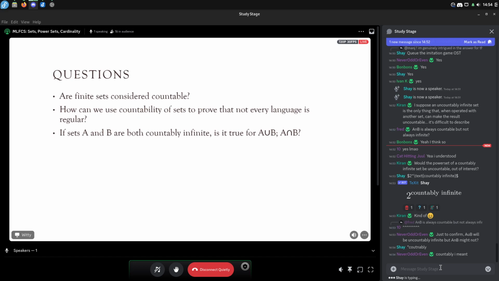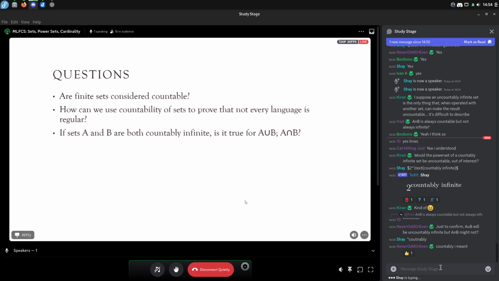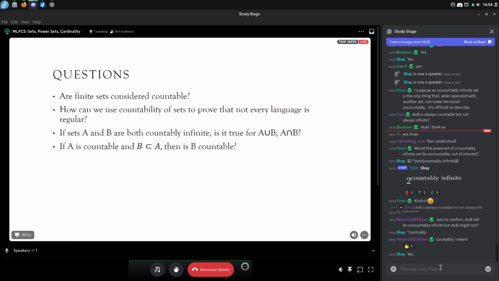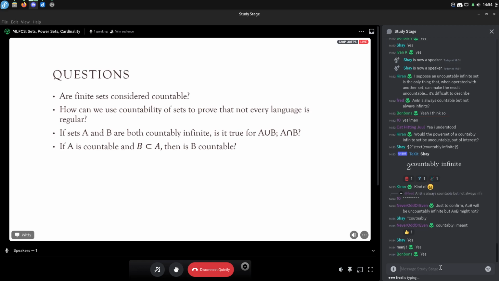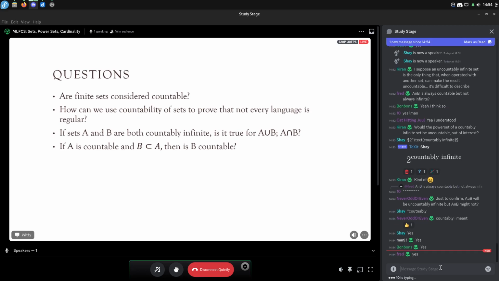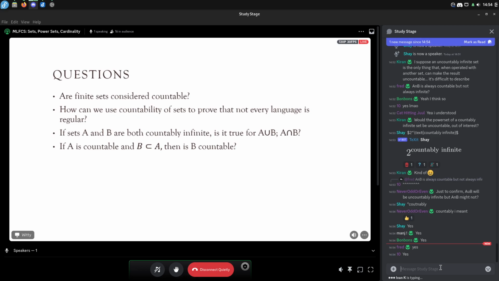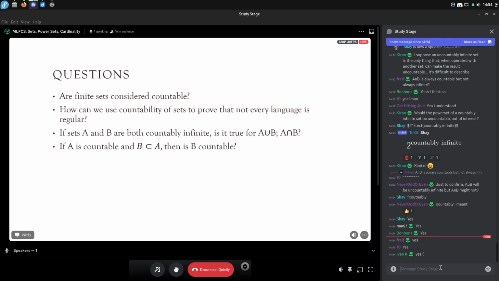Cool. Everyone good with this question, understands it. Let's move on to the next one. If A is countable and B is a subset of A, then is B countable? Remember, if you answer, I might ask you to explain your reasoning. Shay's got an answer straight away. Okay, right. Let's pick on someone who perhaps hasn't talked yet. I'm going to invite to stage. Let's invite Fred.